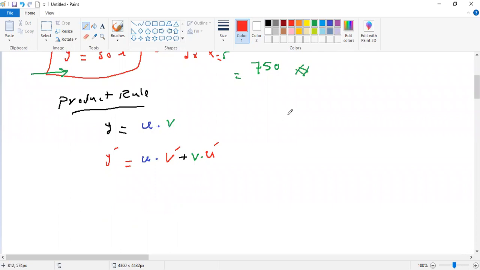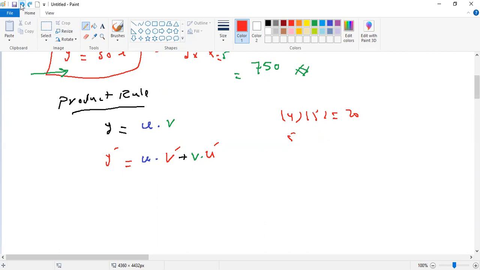Because u times v and v times u are the same. For example, 4 times 5 equals 20, and 5 times 4 is also 20. And a plus b, b plus a, is the same. So write one of them times the derivative of the second, plus the second times the derivative of the first.